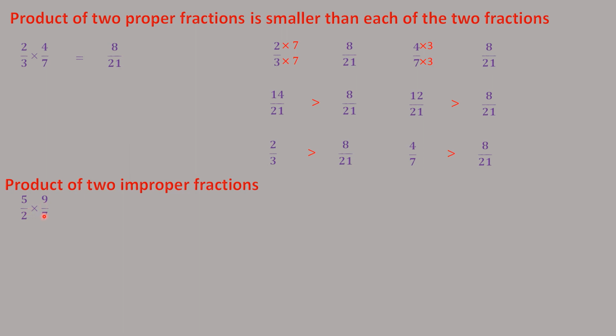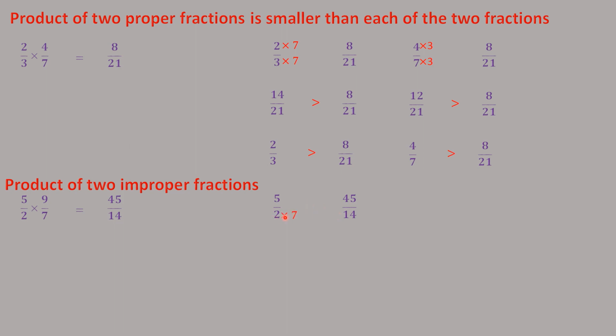Now let us see what about the product of two improper fractions. Improper fractions means the numerator is greater than the denominator. Take an example, 5 by 2 into 9 by 7. Both are improper fractions. Now multiply. 5 9s are 45, 2 7s are 14. Now compare the improper fractions we have taken, 5 by 2 and 9 by 7.